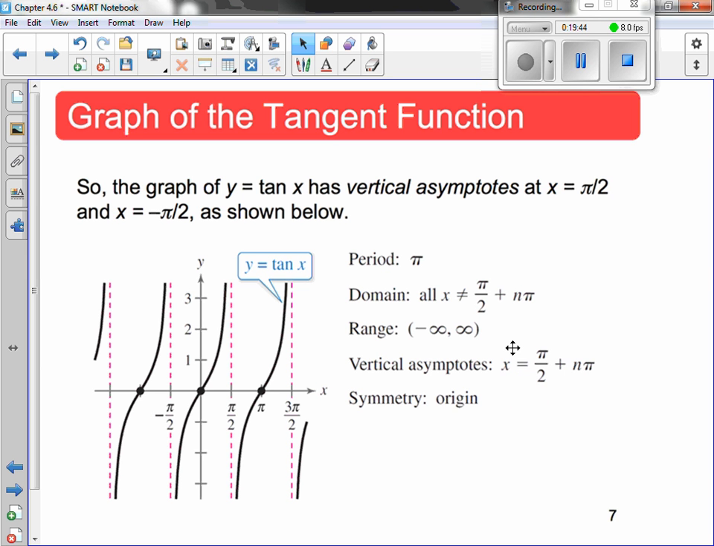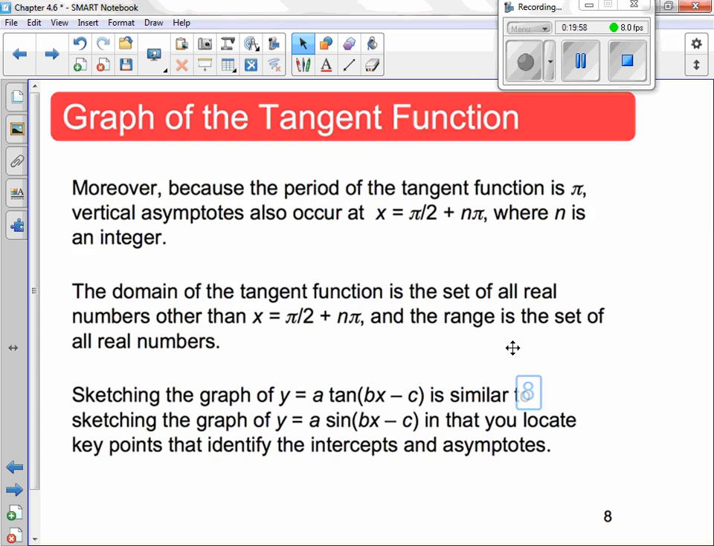So it has a period of pi. The domain is all real numbers except whenever we have some value of pi over 2, positive or negative. The range is infinite because, as we see here, the graph is going up and down. Now the vertical asymptotes occur at x equals pi over 2 plus n pi, where n is an integer.